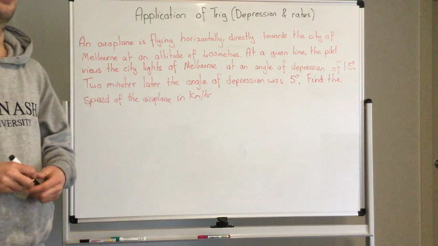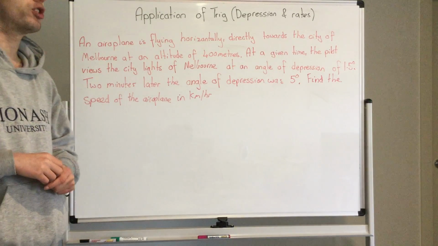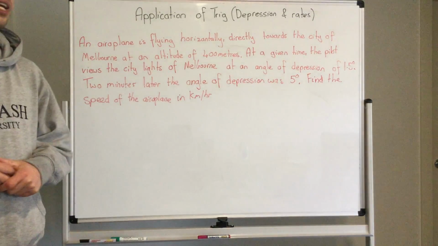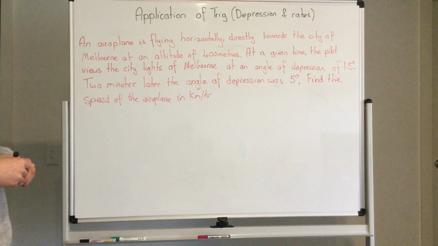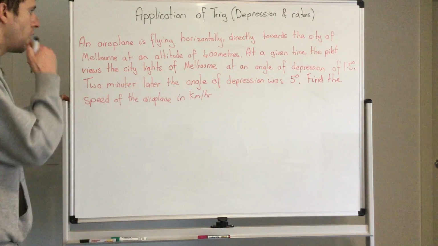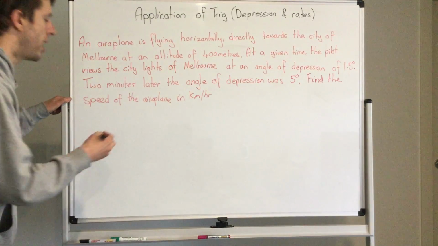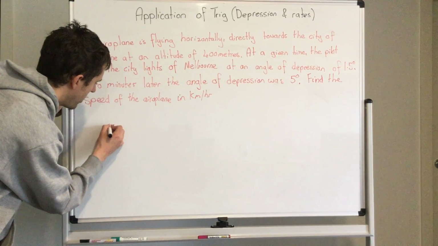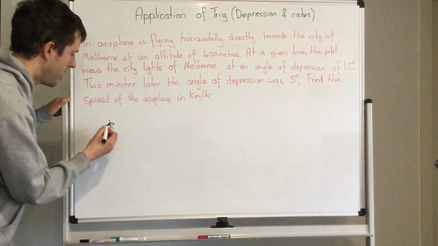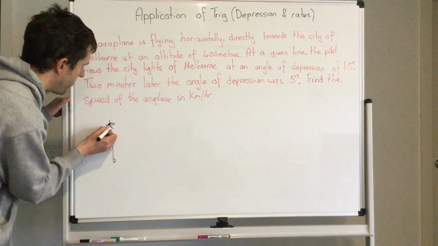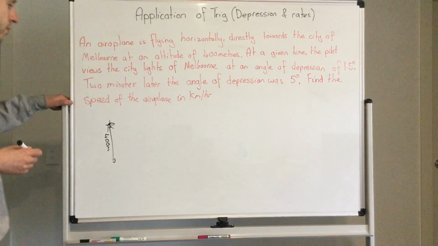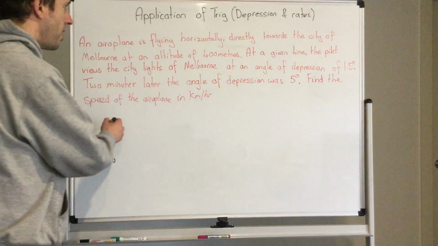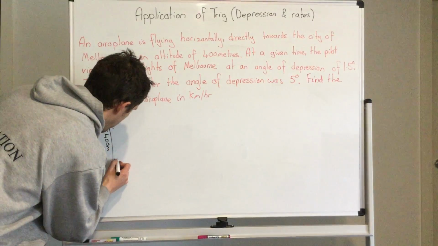So we are going to be looking at application of trig using depression and rates. To get started, as we read, I'm going to stop and draw a picture of what we have. An aeroplane is flying horizontally directly towards the city of Melbourne at an altitude of 400 meters. So I've got a plane here that is at an altitude of 400 meters, and it's flying to the city.